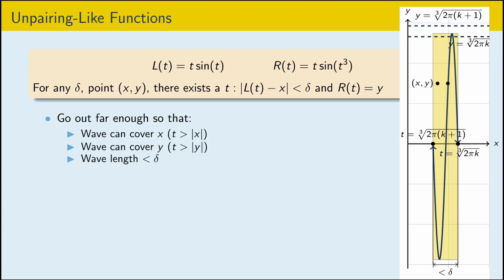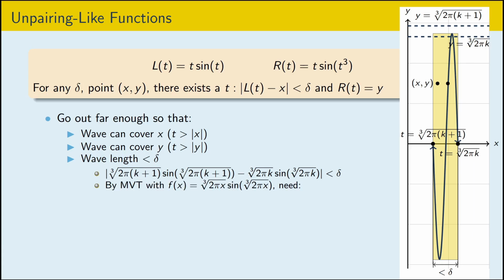In the grand scheme of things, our oscillations get narrower and narrower as t gets larger and larger. The limit of the width of these waves as t approaches infinity is 0. The exact width is going to be given by this gross formula here, which I got by plugging in the t values we got for our endpoints into the L of t function and computing their distance. This is just f of k plus 1 minus f of k for this gross function f here.